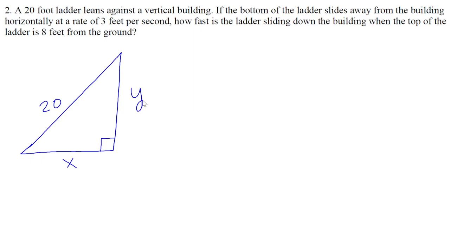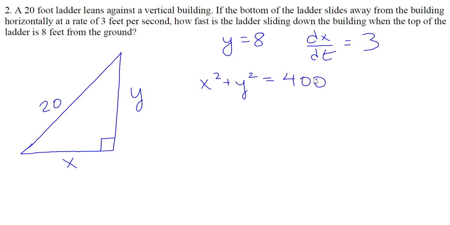And we're interested in how this is changing when the y value is 8. It says when the ladder is 8 feet from the ground, and it's sliding away horizontally at 3 feet per second. And so that means our dx/dt is going to be 3. It's a positive 3 because the length of x is changing as that ladder slides away from the wall. So all we need to do is write an equation that involves both x and y, which will just be our Pythagorean theorem, x squared plus y squared equals 400.